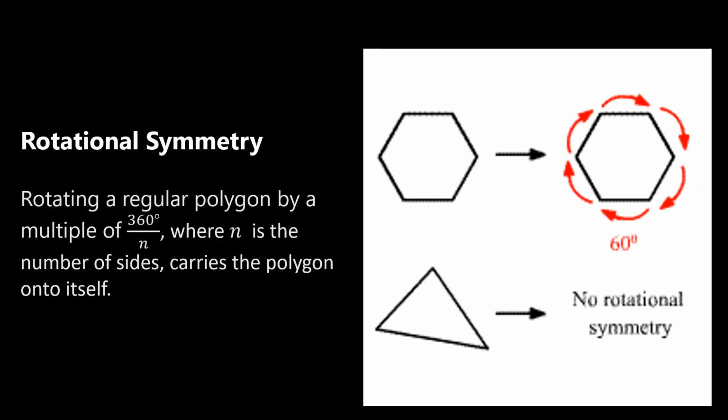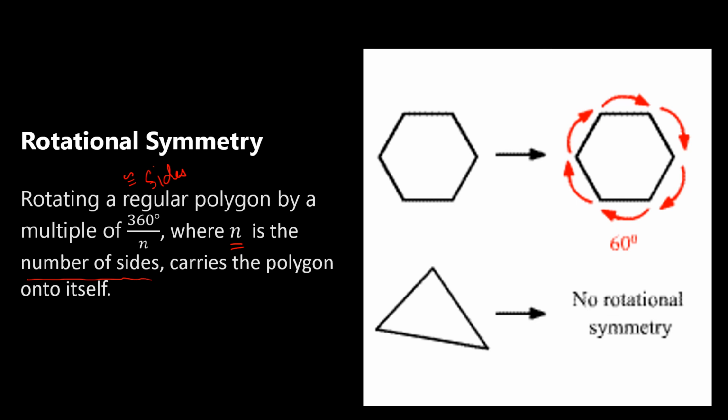Now we also have rotational symmetry. Rotational symmetry is when we rotate a regular polygon, and remember, regular means we have congruent sides, by a multiple of 360 degrees divided by n. N is the number of sides, and that will carry the polygon onto itself.